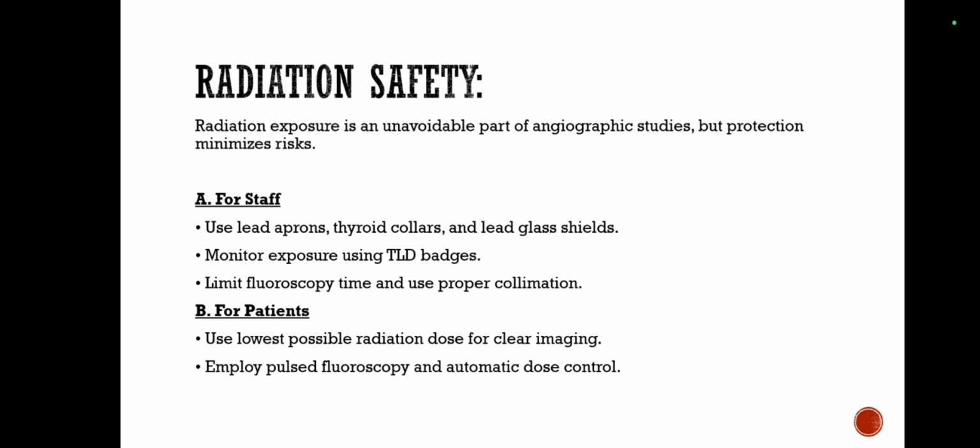The next is to limit fluoroscopic time and use proper collimation. So you have to reduce the fluoroscopic time according to the procedure time. The next is for the patients. So use the lowest possible radiation dose for clear imaging. Employ pulsed fluoroscopy and automatic dose control.